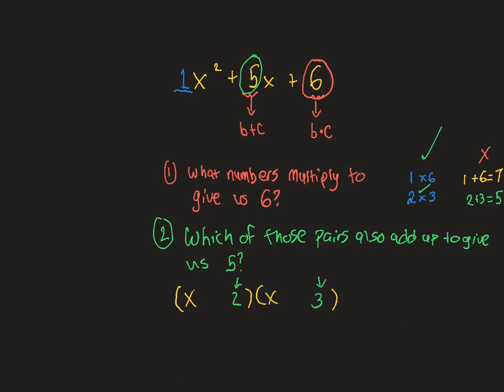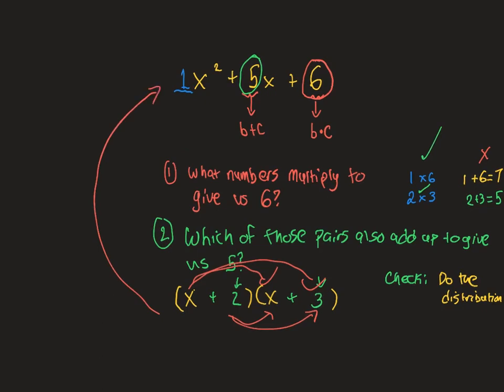Are they going to be positive? Yes, because if I did plus 2 plus 3, that's going to give me 5. But if I did minus 2 plus 3, that's going to give me 1. So either way, it's going to be plus. Now, how do I know if I'm right? Well, you can check. How do I check? You do the distribution. You're going to find that you get the same thing you started with. So it works. Let's do one more quick example.